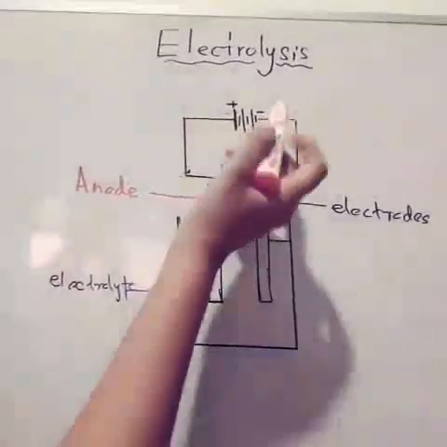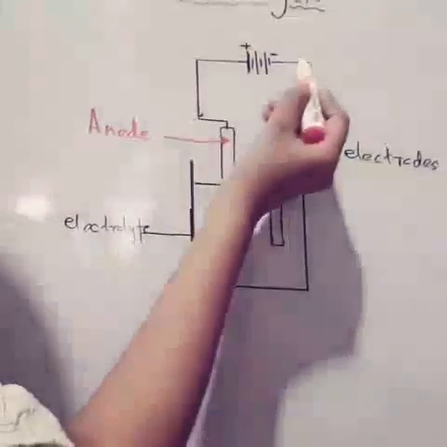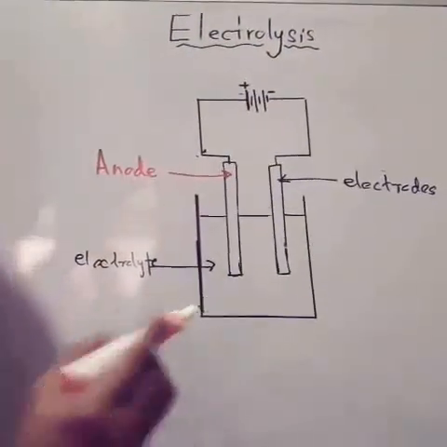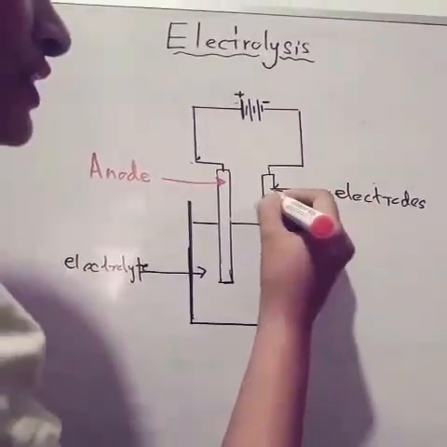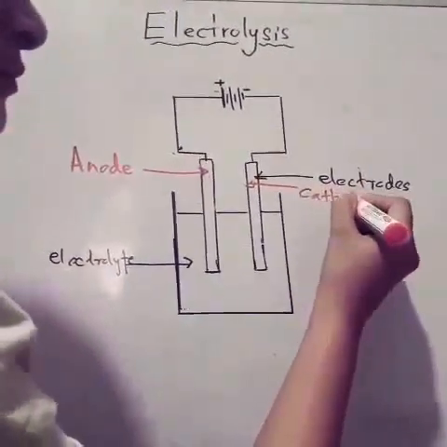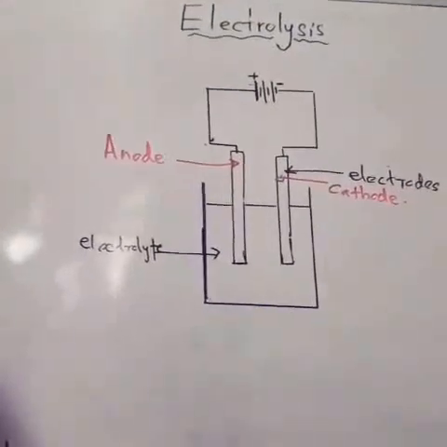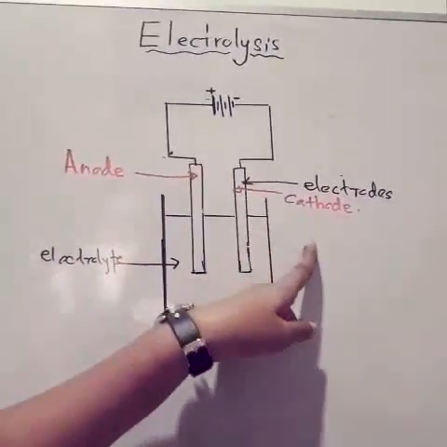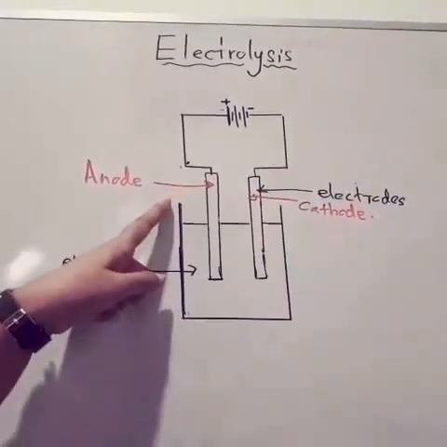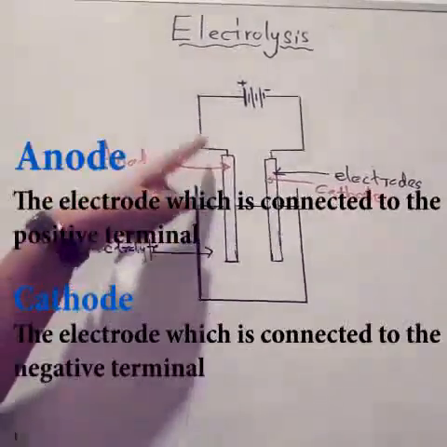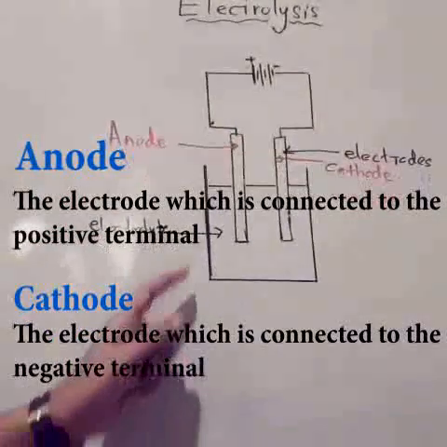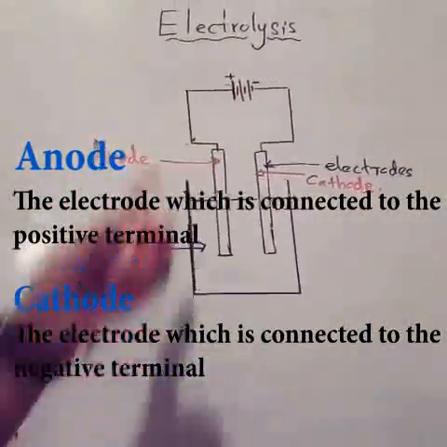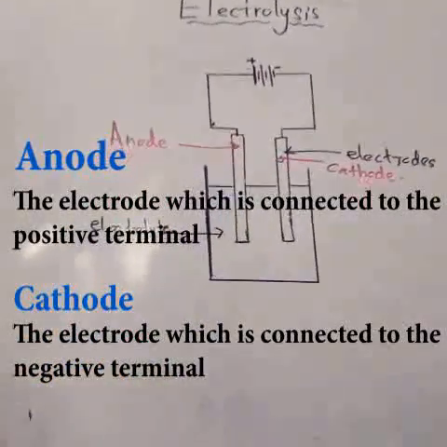Second, the negative terminal of the battery is connected to the other electrode. It is called the cathode. Now we have learned two new words, anode and cathode. Anode means the electrode which is connected to the positive terminal. Cathode is the electrode which is connected to the negative terminal of the battery.